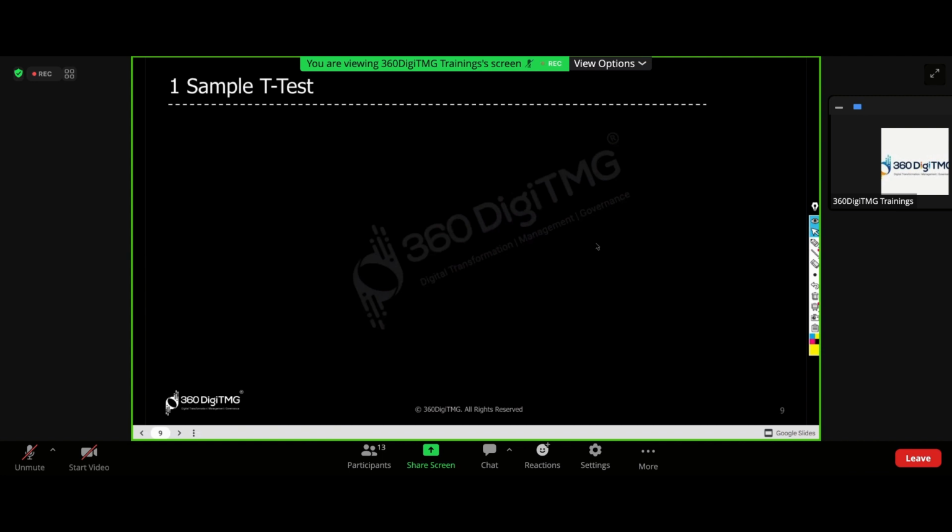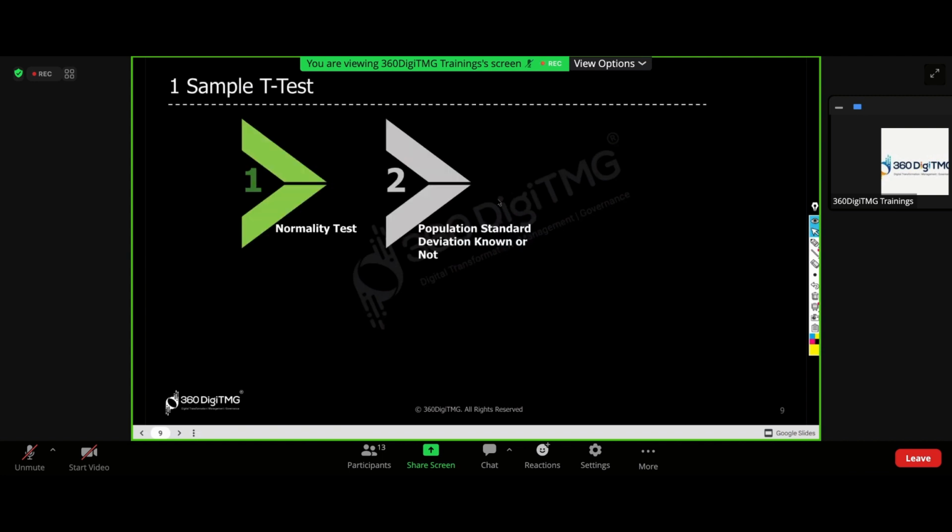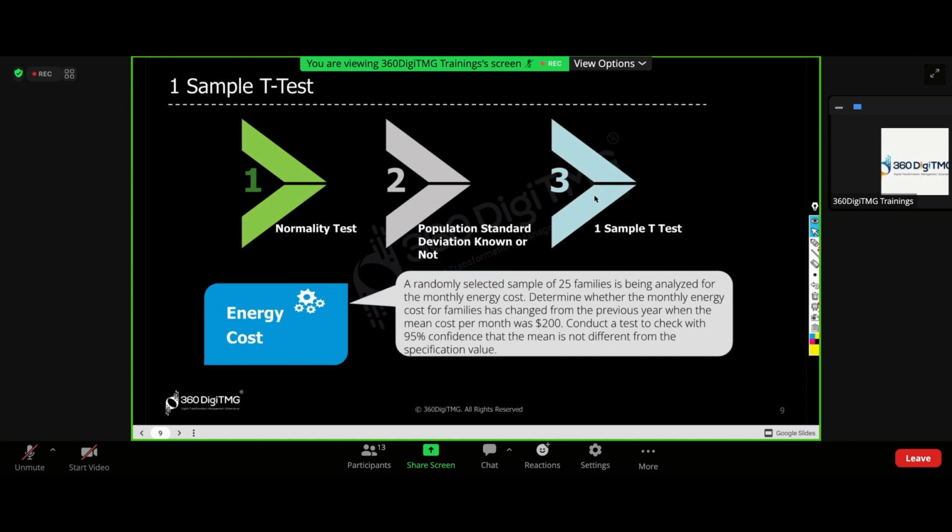You need to identify if it is given or not given. Now here sigma is unknown. So we will perform t test. What it says on energy cost, you have 25 families which are being analyzed for the monthly energy cost, and you need to determine whether the monthly energy cost has changed from the previous year when the mean cost per month was $200. It has been changed or not, we need to test. So conduct a test to check whether 95% confidence that mean is not different from the specification values.